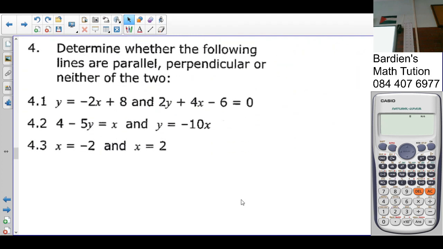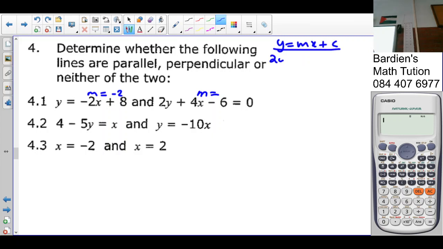Determine whether the following lines are parallel, perpendicular, or neither of the two. So again, what's the gradient of this line? Negative 2. But this gradient here, I need to first sort out. Must get it in standard form. Not so? How do I get it in standard form? y is equal to mx plus c. I must make y the subject of the formula. How do I do that? By taking 4x over and the 6. So it's negative 4x plus 6, divided by 2. So y is equal to negative 2x plus 3. So the gradient here is negative 2.